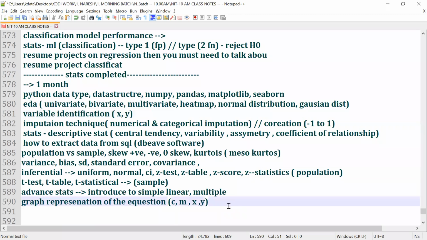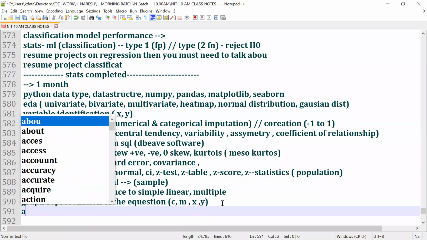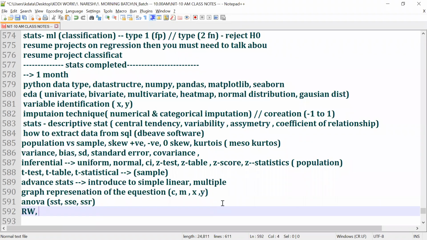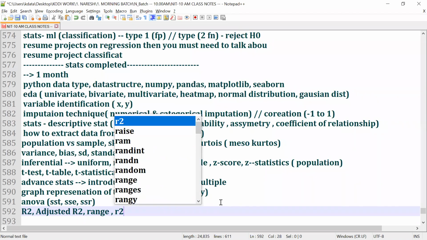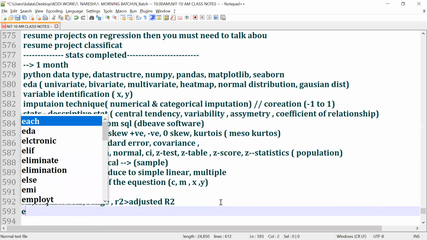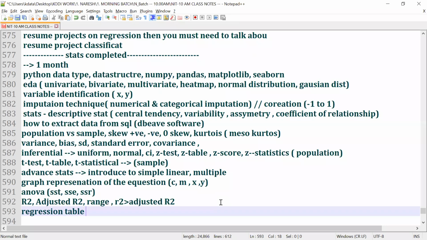Okay, so we saw the relationship between all those things, and then afterwards we worked on ANOVA. In ANOVA, we saw what is SSR, SSE, and SST, right? And also we saw what is R square and adjusted R square, and the ranges of R square, and that R square should always be greater than adjusted R square, right? And also we saw the regression table. Okay, that's it. This is the monthly review meet.